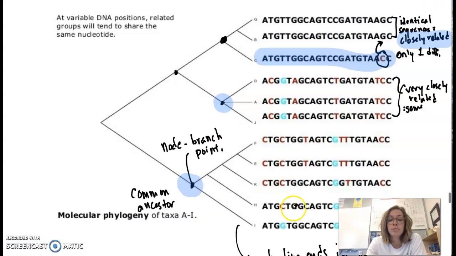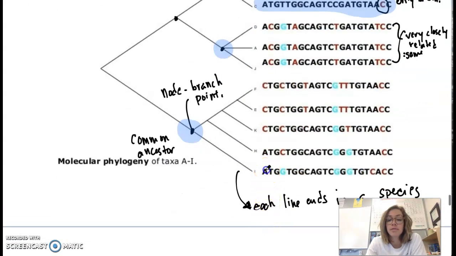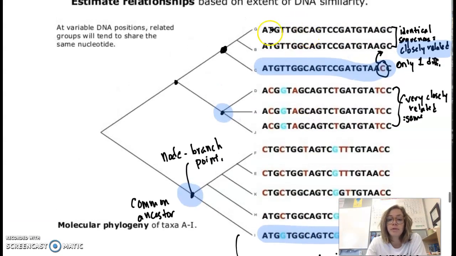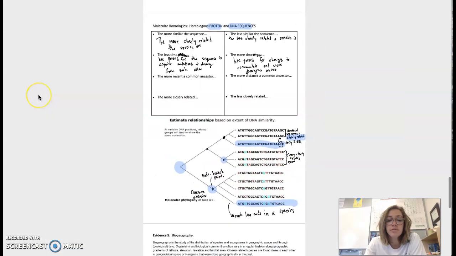So this organism down here, whatever this species might be, is farther, way farther from the same DNA sequence as this one here, and that's indicated through these nodes here. Whatever the common ancestor was at this branch point separated and started to accumulate various DNA mutations. That'll wrap it up for evidence number 4. We'll move on to evidence number 5 in the next video.